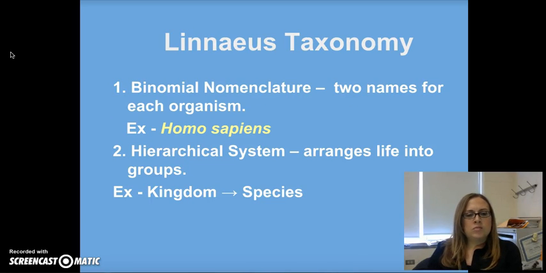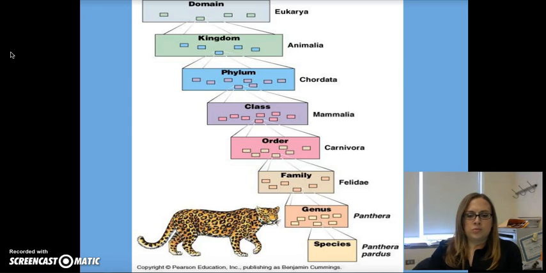And so we'll be working with binomial nomenclature. Binomial meaning that you've got two names for each organism. So for example, we are Homo sapiens. And so that is our genus, Homo, and then our specific epithet, which is sapiens. And so this is going to sort of show us a hierarchical classification system that arranges life into groups.